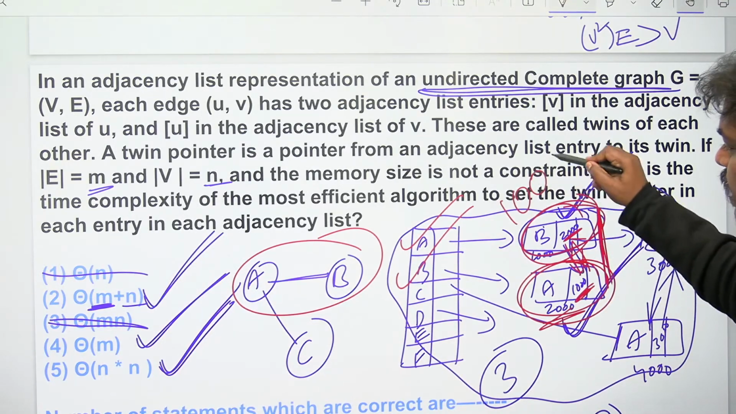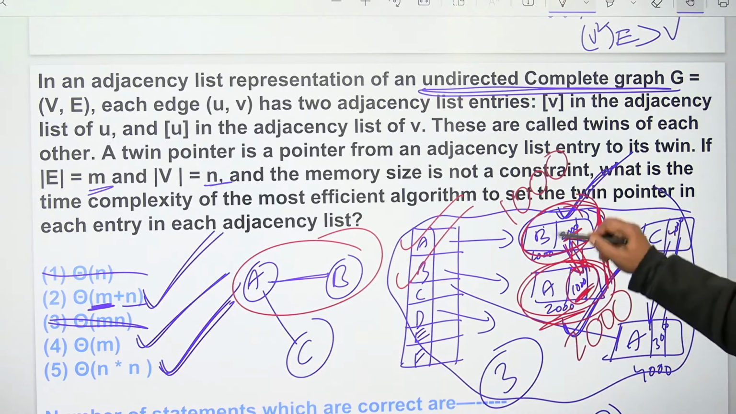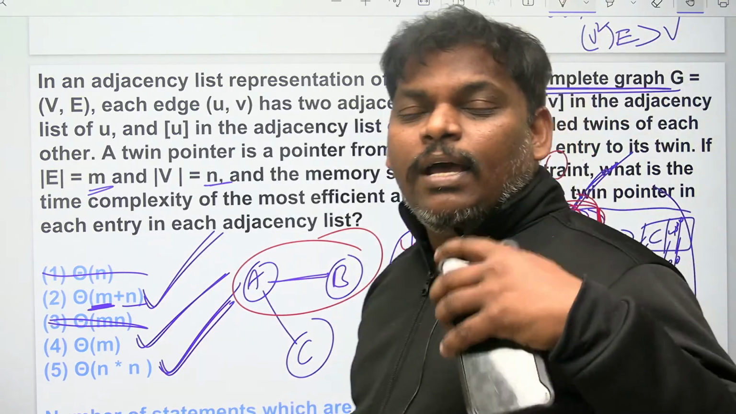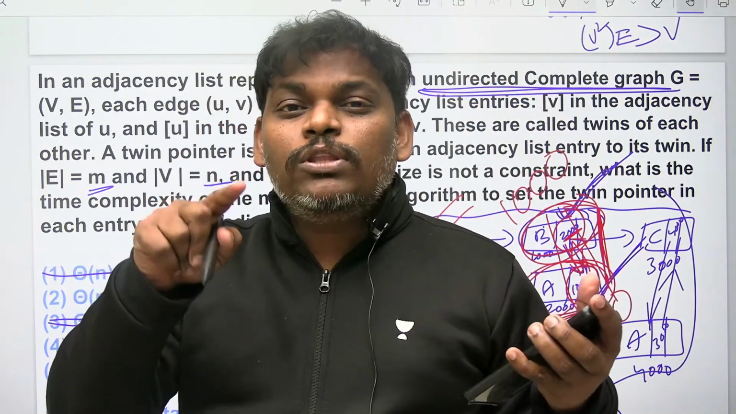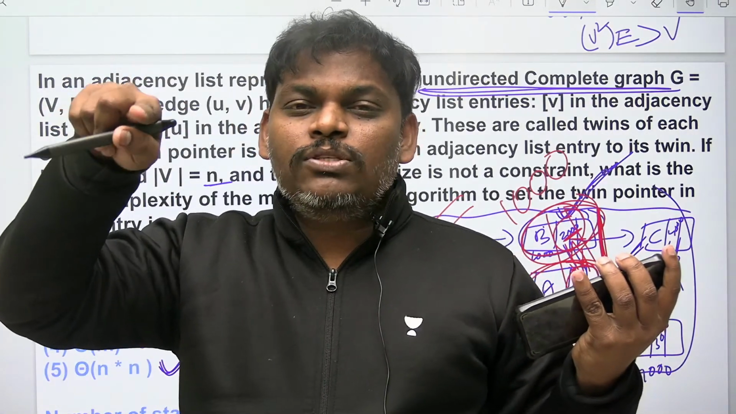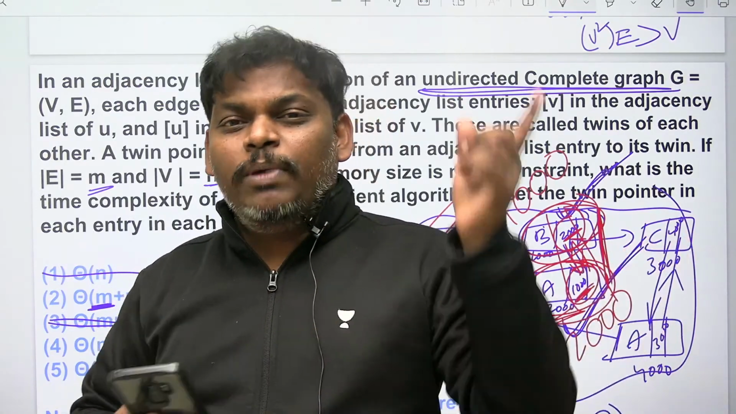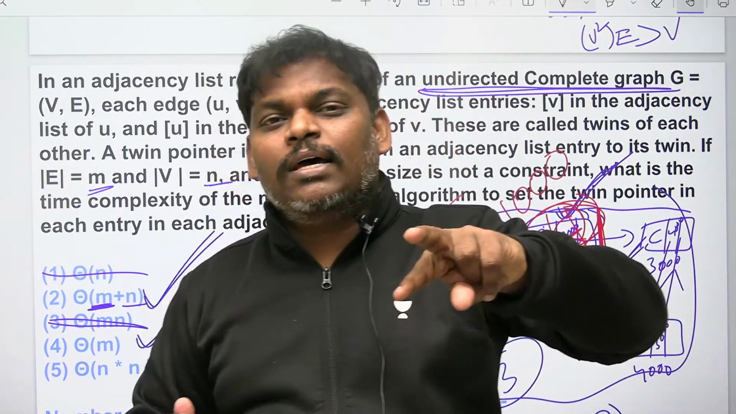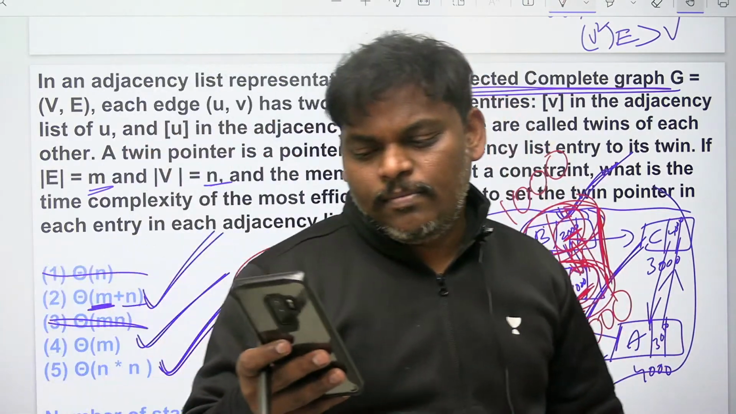Assume his address is 1000, his address is 2000. 2000 contains 1000, 1000 contains 2000. That is called twin pointers you are storing. You have my address, I have your address, then we both are called twins of each other because we both are an edge in the graph. Every edge of the graph will be stored inside the adjacency list. A's adjacency has B, B's adjacency has A. Those A and B are called twins of each other. A contains B's address, B contains A's address. That is called twin pointer.